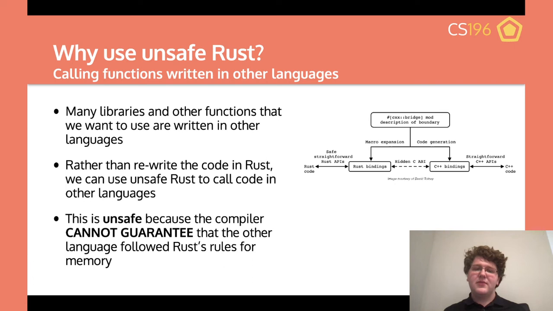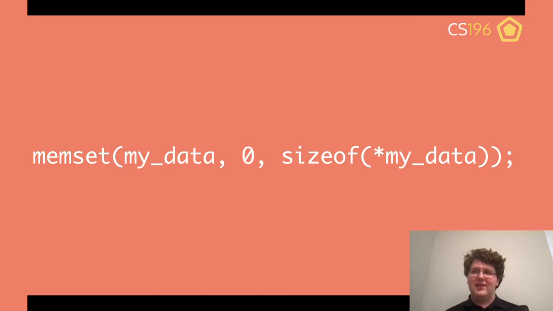And this is unsafe because the compiler cannot guarantee that the other language is following Rust's rules for memory. So this is really, really important, right? If you were saying, like, hey, I'm going to call this C++ code or this C code, Rust doesn't know whether that's going to work. Rust isn't a C compiler. Rust is a Rust compiler. It doesn't know what you're going to do with memory. And so as a result, it cannot guarantee that that language is going to do the same things that Rust would.